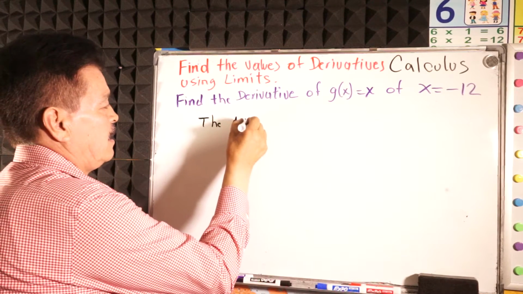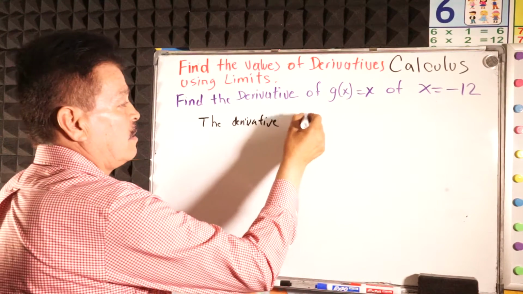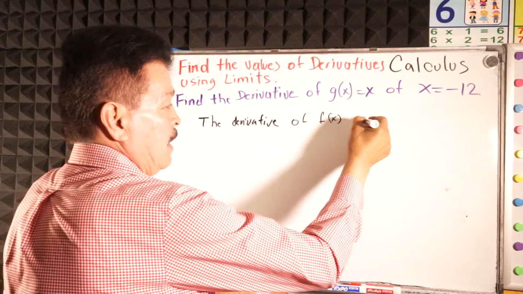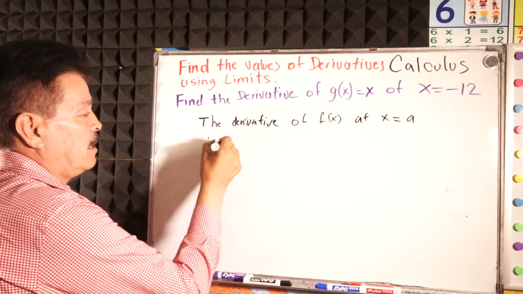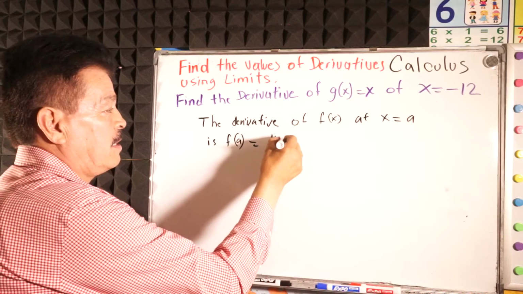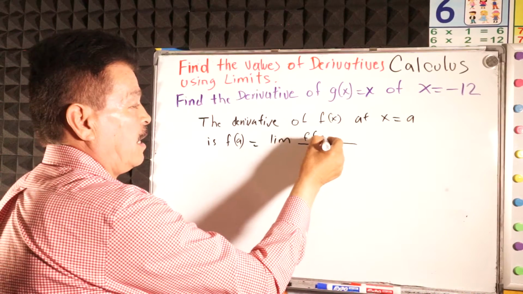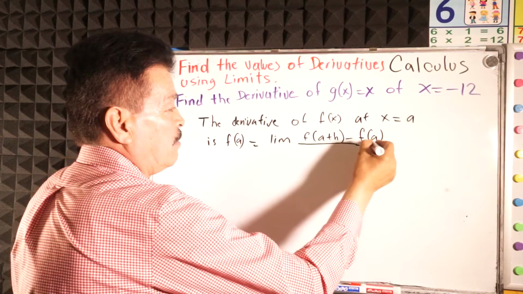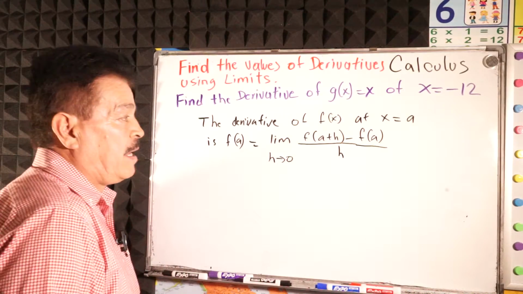The derivative of f of x at x equals a is f prime of a equals the limit of f of a plus h minus f of a, divided by h, when h approaches 0, right? This is the main concept.